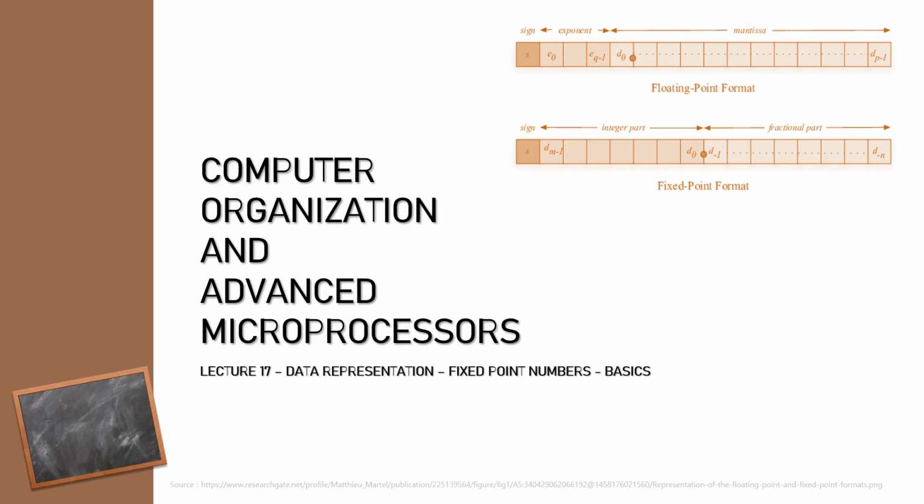So this is all about data representation inside the system, and it has two different methods: floating point format and fixed point format. In this series we are going to learn about fixed point numbers. This lecture contains some basic ideas about it, and in the next lecture we will learn fixed point numbers in detail.